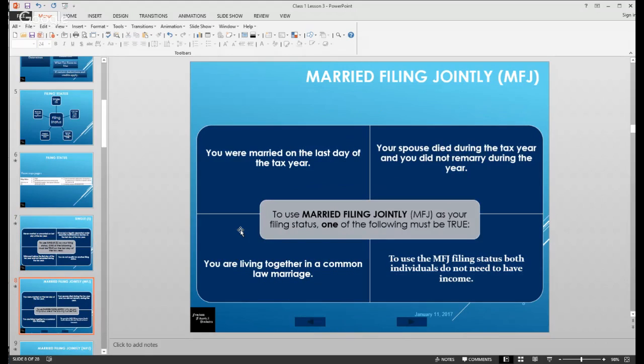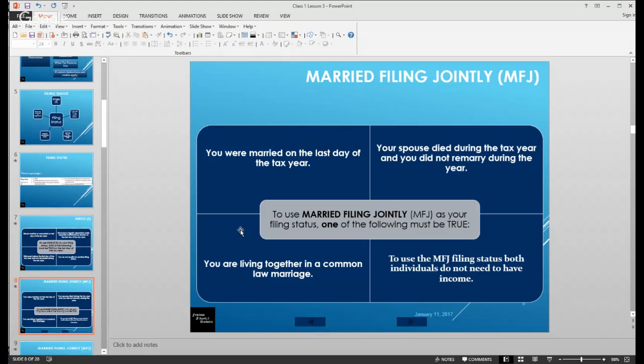The next one's married filing jointly. To file married filing jointly, you must have been married on the last day of the tax year. And that's it. Just if you were married on the last day of the tax year, you are allowed to choose married filing jointly. If your spouse died at any time during this tax year and you did not remarry, you may also file jointly. If you are living together in a common law marriage, so a common law marriage would be considered married on the last day, you can also use the married filing jointly filing status.